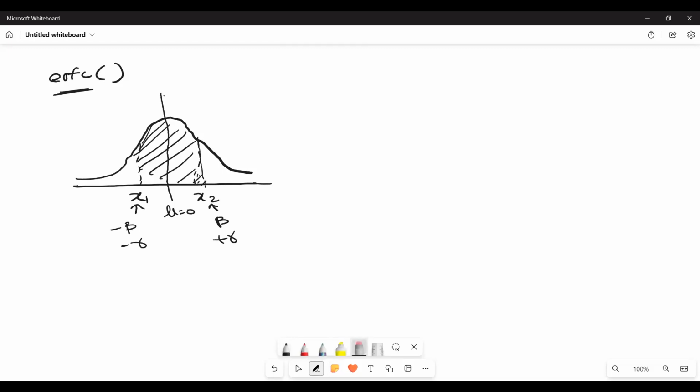So I will erase x1 and x2 and put gamma here and minus gamma here. This is the case that this error function is defined for. When we want to find the probability between these two symmetric points, that is defined as ERFC, the complementary error function.